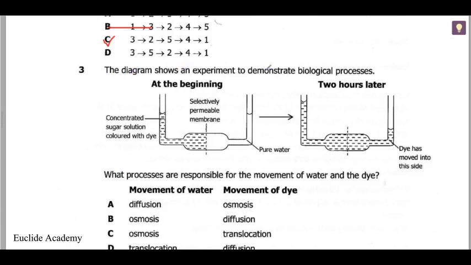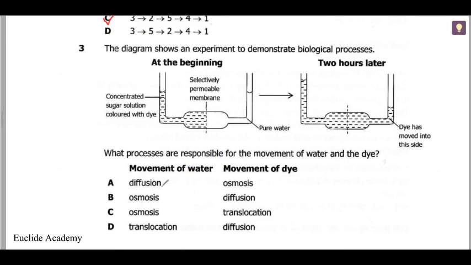Question 3. The diagram below shows an experiment to demonstrate biological processes. At the beginning, this is the process that we have. We have the concentrated solution here, and then we have a selectively permeable membrane, and then we have a pure solution here. After 2 hours, we have this dye occupying the entire fluid. You see the dye has moved. So the question is, what processes are responsible for the movement of water and the dye?